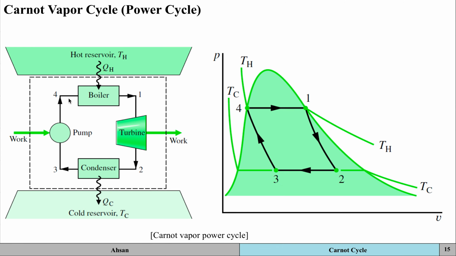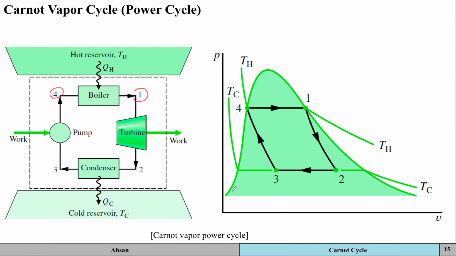You've got 4 to 1. The temperature was constant and the pressure was constant as well. That means it's going to be a straight horizontal line from 4 to 1. At 1, what I told you was that it's converted entirely into steam. At 4, what I told you was that it is in the form of a liquid.